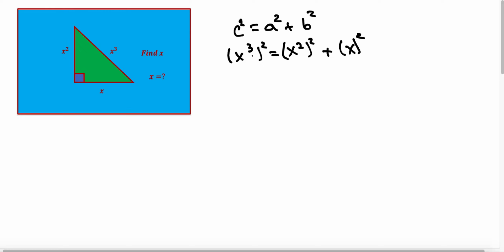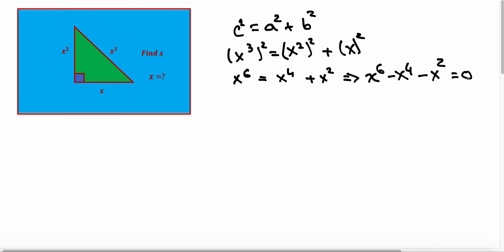If we distribute the power here, we are going to have x^6 is equal to x^4 plus x squared. If we are going to solve this equation, one side has to be 0, so it's going to look in this form: x^6 minus x^4 minus x squared is equal to 0.